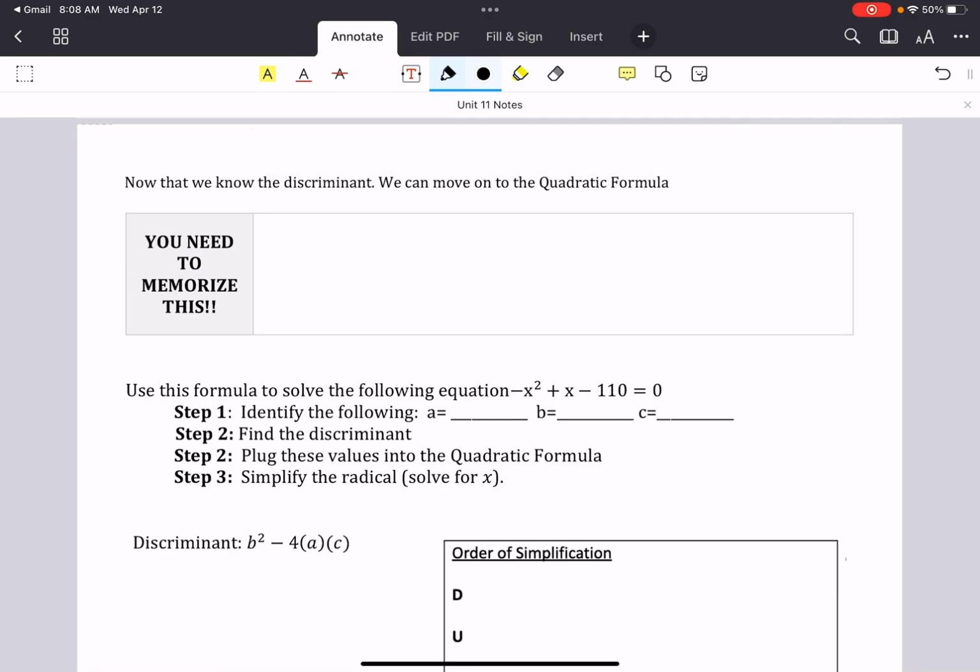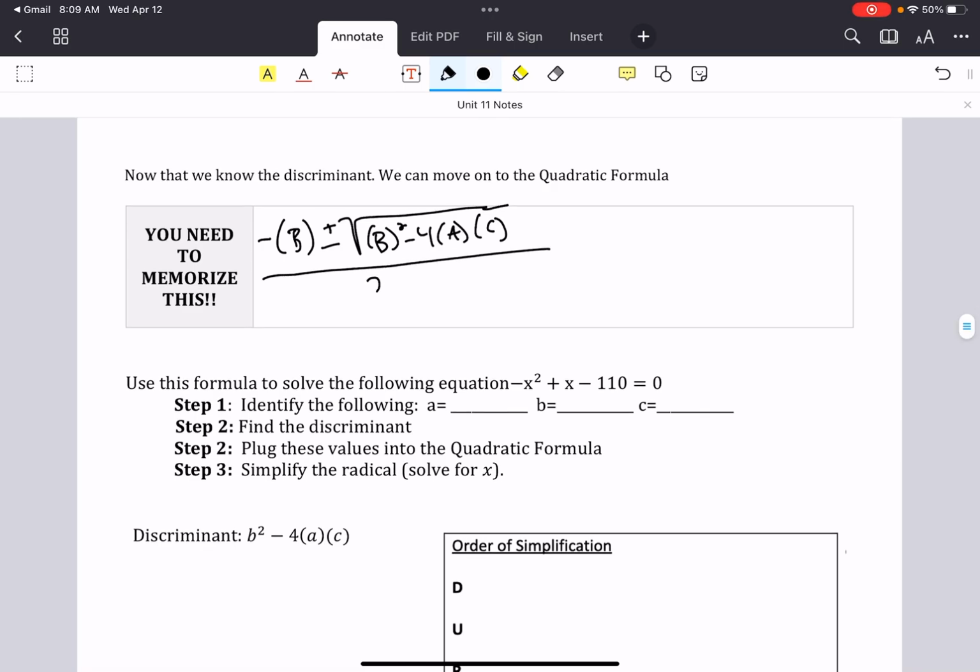Here is our quadratic formula that eventually by our test you have to have memorized. I know it's terrible. Okay, negative b plus or minus the square root of b squared minus 4ac, all over 2a. Or negative b plus or minus, this is what x equals.